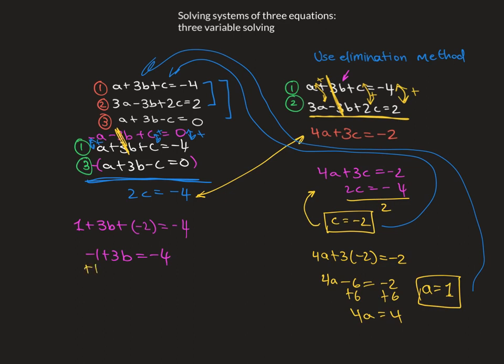That means we can add 1, and then 3b is equal to minus 3. Divide by positive 3 to isolate the variable. B is equal to minus 3 divided by 3, so b is equal to minus 1. Now we have all three variables, and we can write it as a whole: a is equal to positive 1, b is equal to minus 1, c is equal to minus 2.